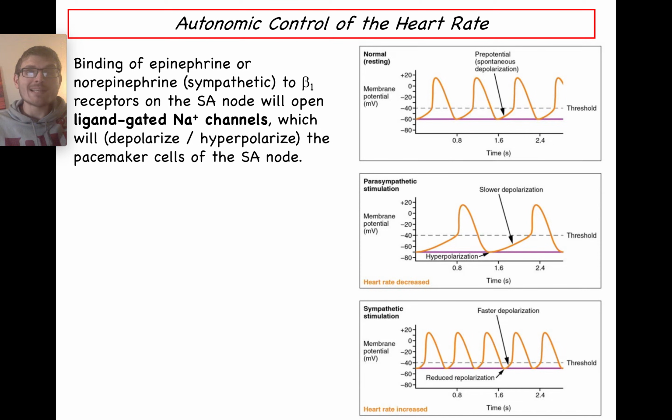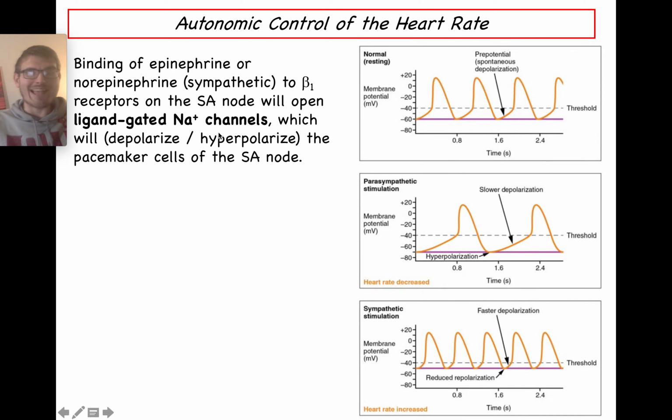So let's look at what sympathetic and parasympathetic activity do to change this. Let's start with sympathetic. Sympathetic activity can either come from epinephrine in the blood or norepinephrine coming from postganglionic neurons. When these two, whether it's the hormone epinephrine or the neurotransmitter norepinephrine, bind to beta-1 adrenergic receptors on the SA node, this is going to open ligand-gated sodium channels. If you open a ligand-gated sodium channel, is that going to depolarize or hyperpolarize those pacemaker cells? Think about that a second. If you said depolarize, then you are correct.